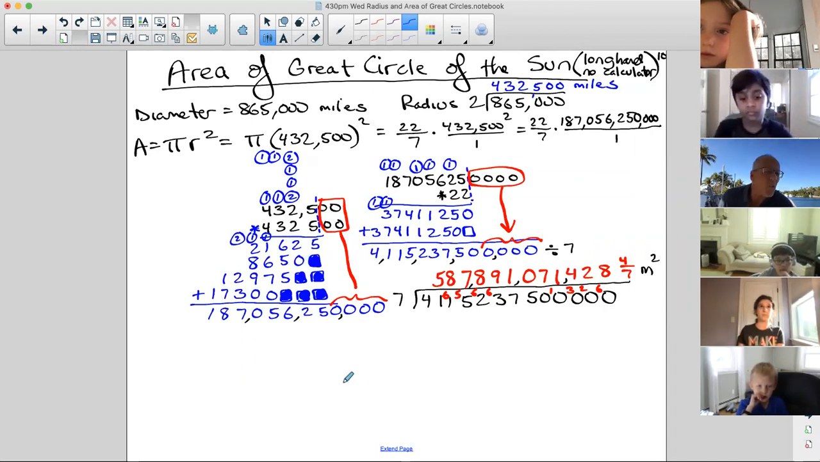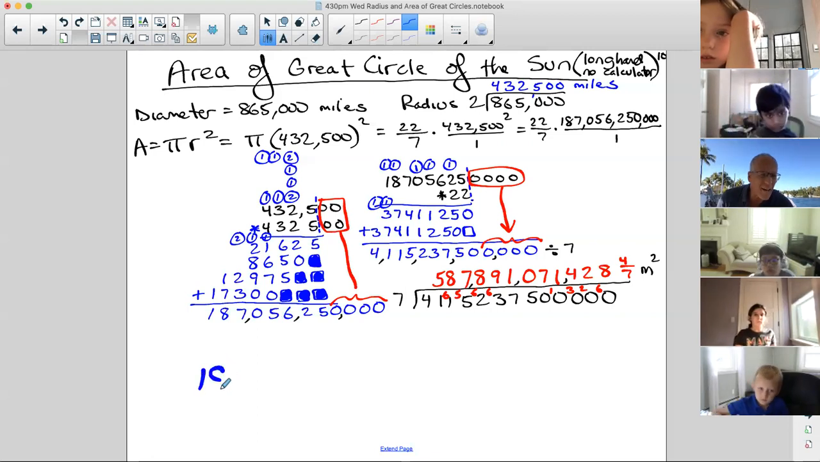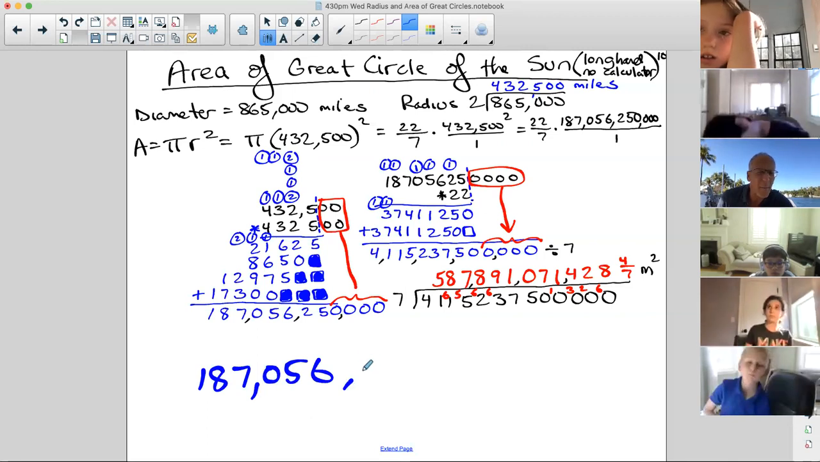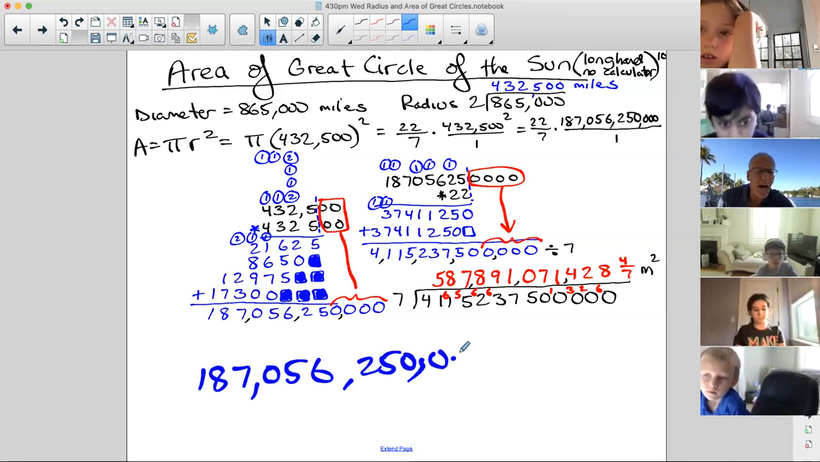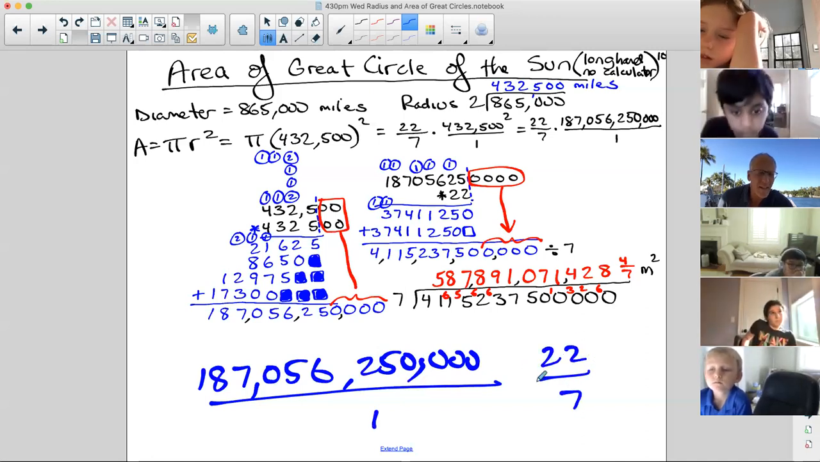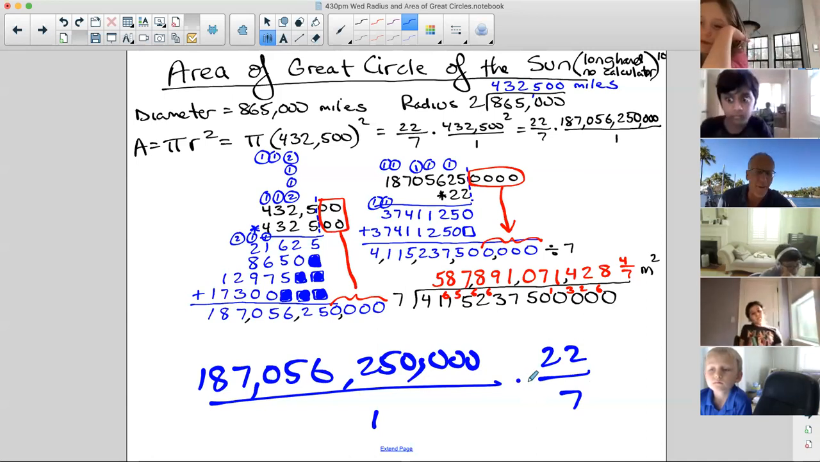And I got the square of 432,500 at 187 billion, 56,250,000. Now, after I did that, I had to take that number and multiply it by 22 sevenths. And oh my God, was that a lot of fun.